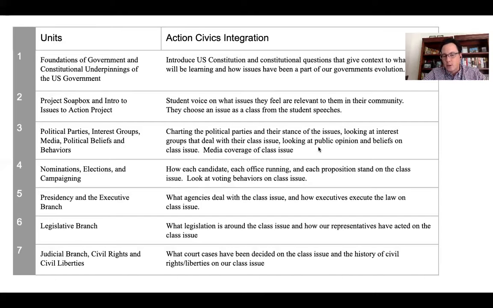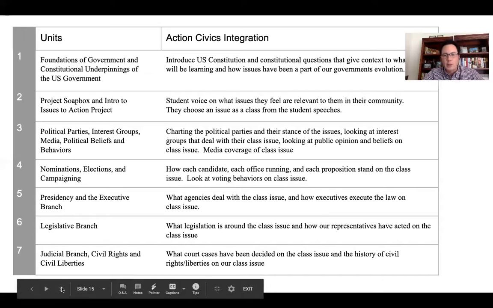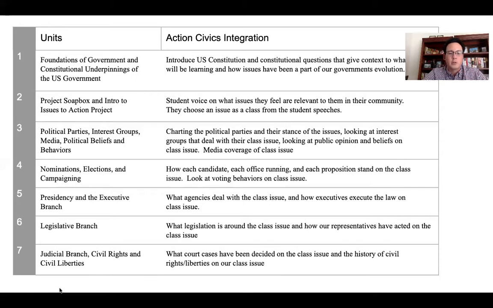Then we look at legislative branches and what legislation is there around that issue, and how our representatives have acted and voted on that issue, and then maybe propose new legislation or work with legislators around getting legislation on the ballot or on the docket. And then we look at court cases and how the Supreme Court and the courts have played a role in those issues, and whether there's a history of civil rights and civil liberties with those issues, and how the courts and really the Constitution have interpreted those issues. So I really thread that one issue throughout the course, that Action Civics issue that we choose, that's a part of their project through the course.